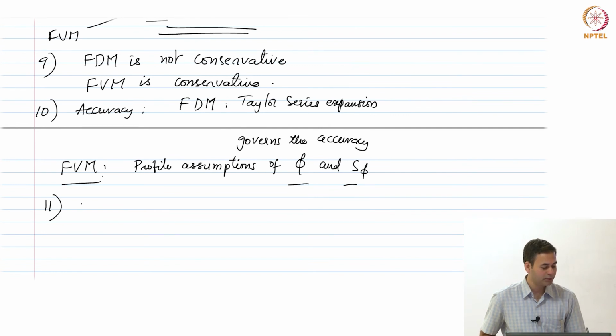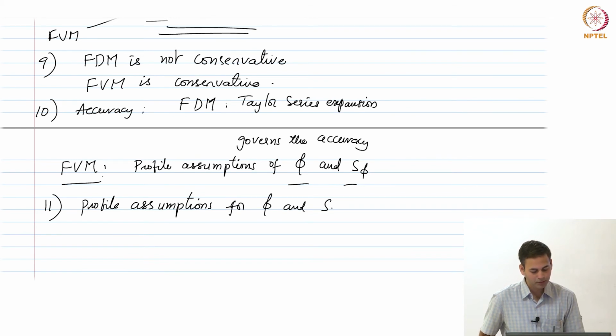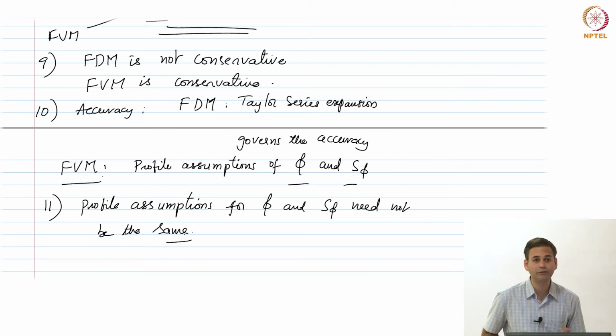Now, one more thing is the profile assumptions for phi and S phi need not be the same. So, we said phi varies linearly, whereas for S phi we said the centroid value will be taken. So, this need not be the same. You can go for a second order, quadratic variation for phi and a constant value for S phi and so on. So, these need not be the same.